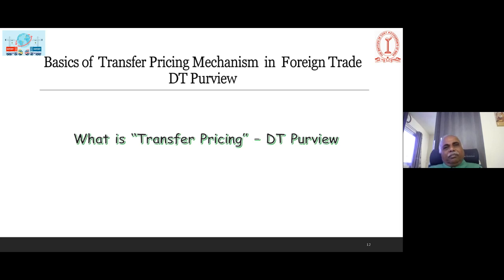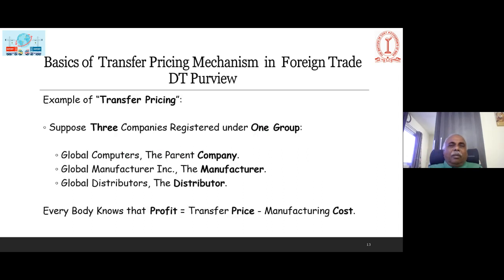What is a transfer price? Before going into the subject, we have to analyze what the transfer is. Take one example of transfer pricing. Suppose three companies are registered under one group.